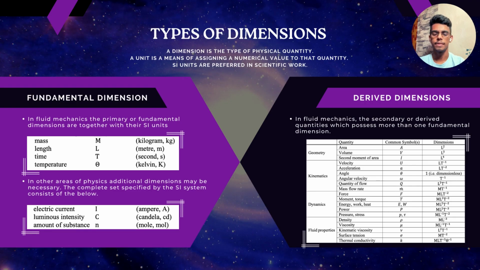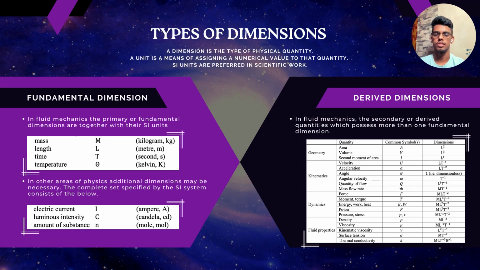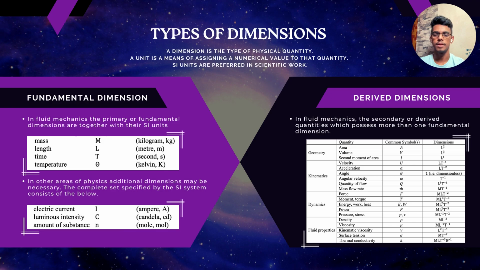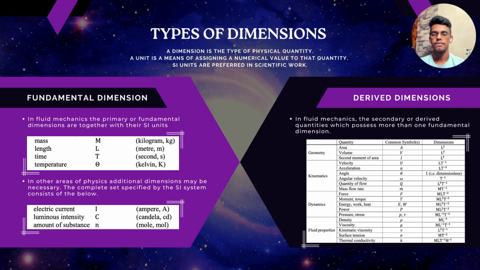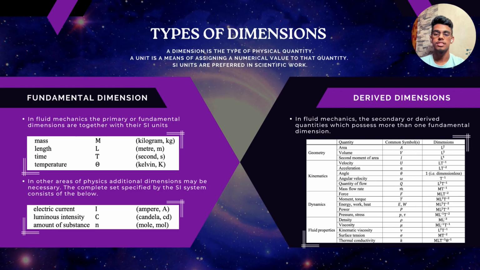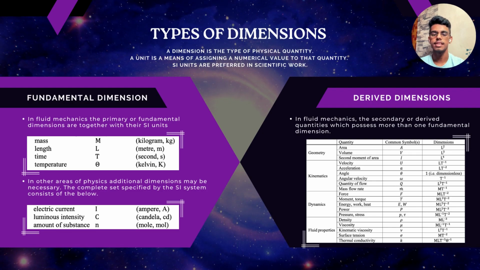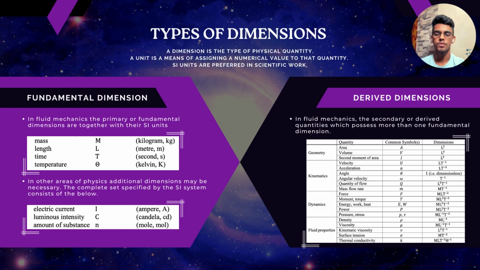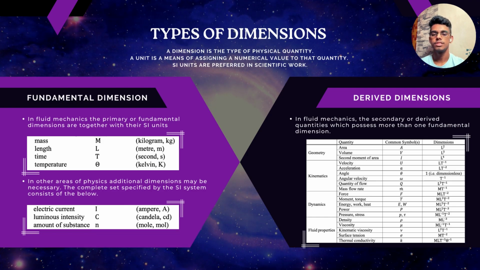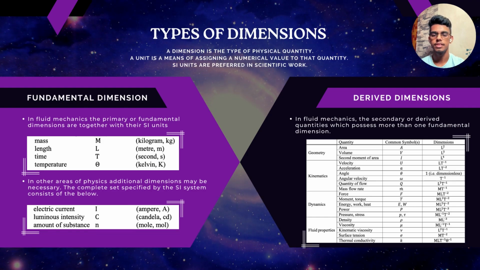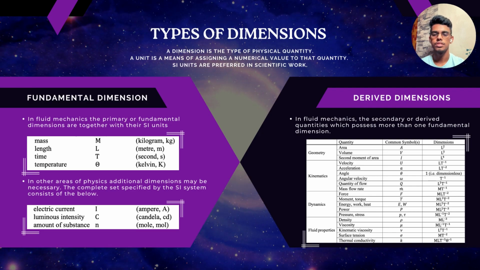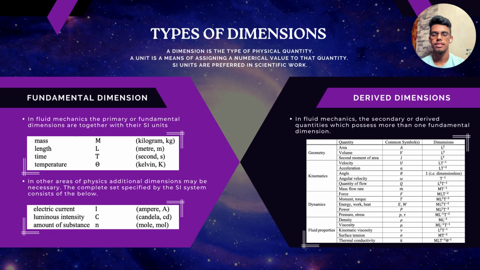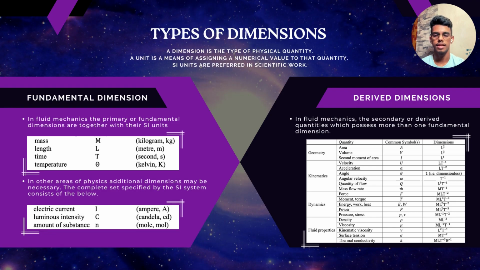For example, there are mass, length, time, and temperature. For mass, the dimension is capital M and the SI unit is kilogram, kg. For length, the dimension is capital L and the SI unit is meter, m. The same goes for time and temperature. For time, the dimension is capital T and the SI unit is second, s. And for temperature, the dimension is theta and the SI unit is Kelvin, K.